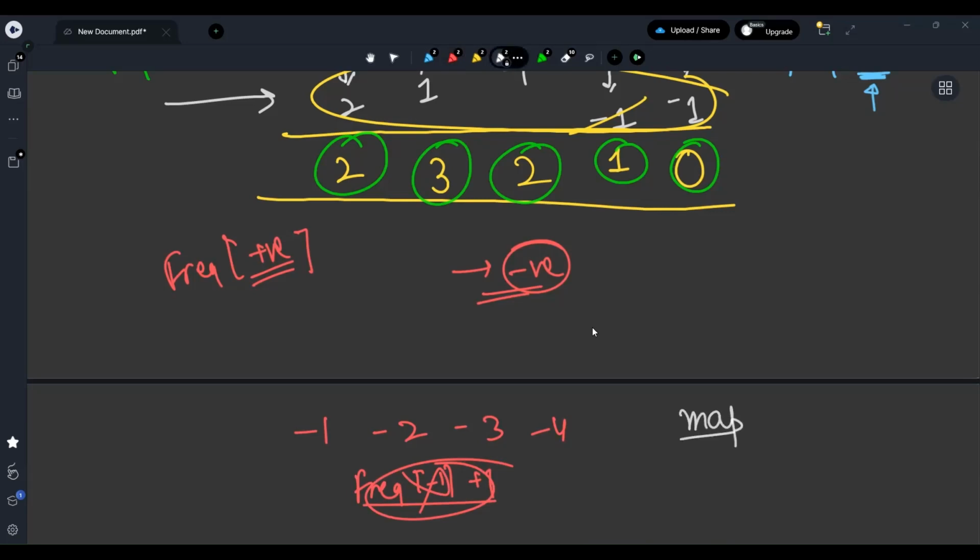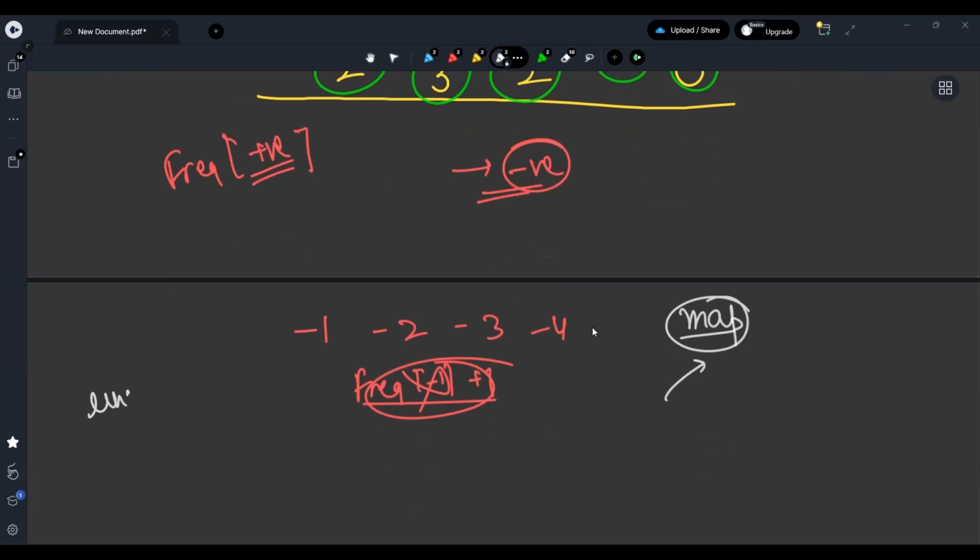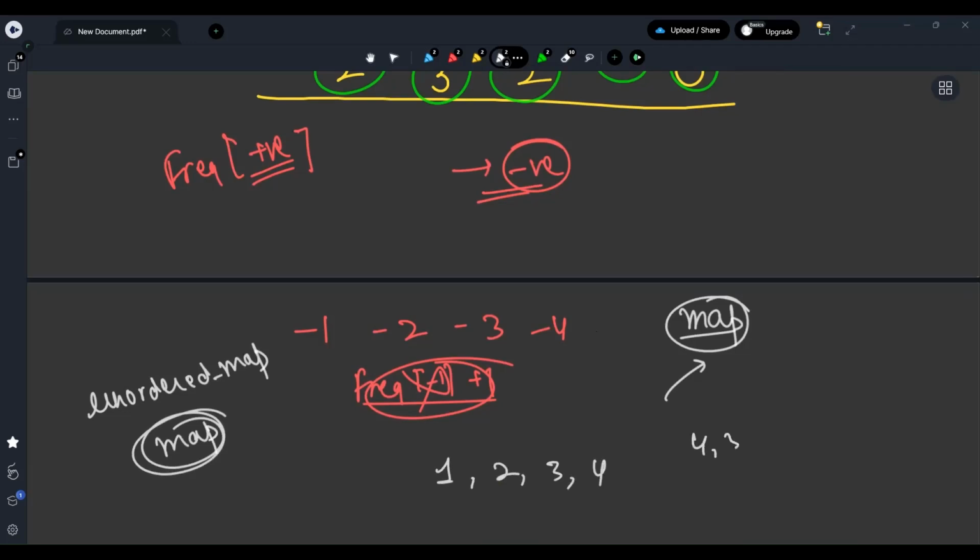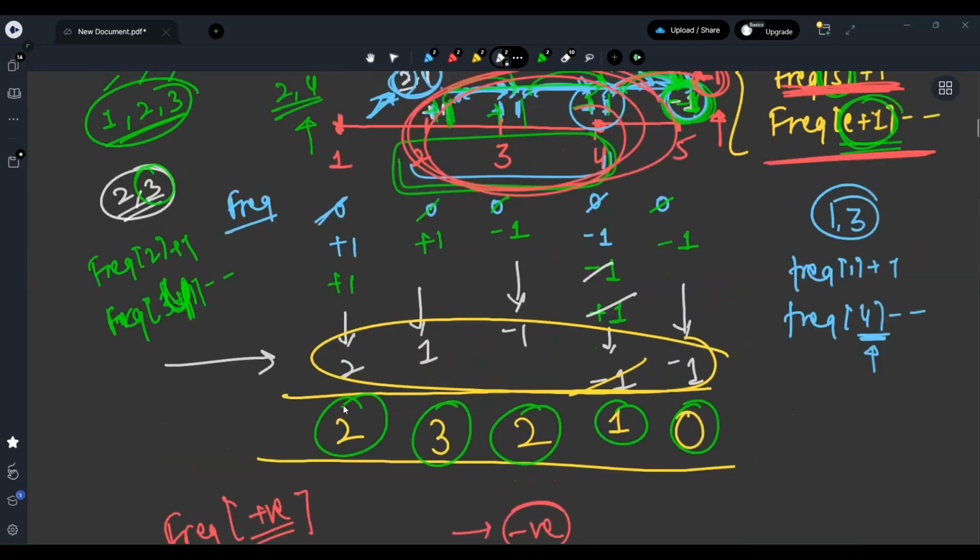Map can do the same thing as we want. So should I use unordered map or map? I will use map. Why? Because map keeps the things in sorted order. Let's say I have 1, 2, 3, 4. I don't want 4, 3, 2, 1. I want that when I traverse ahead, I get them in sorted position, like 2 to 4.